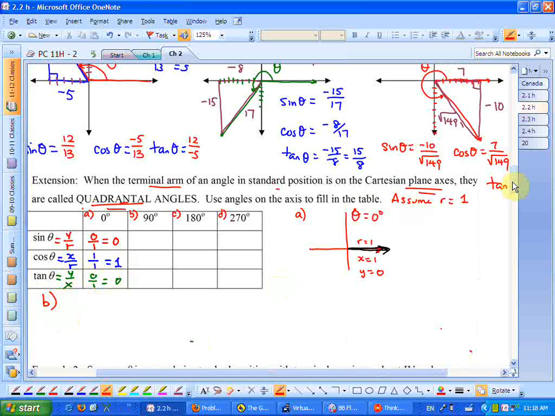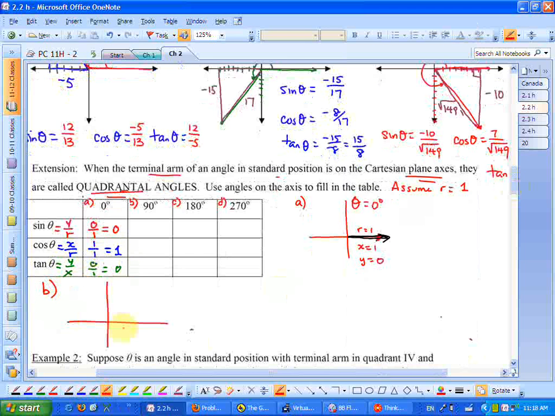So in part B, your angle is now at 90 degrees. So we're going to start on the terminal arm. And here is your angle up here, here is theta. Now, where's your triangle? Well, your triangle is just right here on the y-axis. Confused, but weird. Let me ask you in this case, can you identify the x value, the y value, and the r value? Okay, so here's my point right up there.